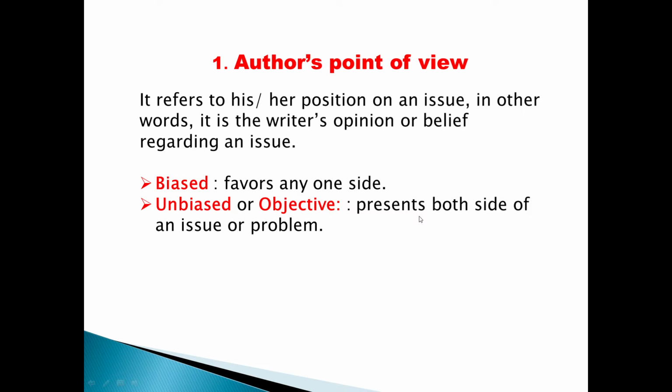That article, that writing, what does it do? It gives basic information. It presents facts, like, for example, news. There are no opinions or perspective of the writer behind it. So, no opinion is involved when the writer is being unbiased or objective. He presents both sides of an issue or a problem. So, these are two types of point of view that an author can have: biased and unbiased. Biased can again be only positive and only negative.